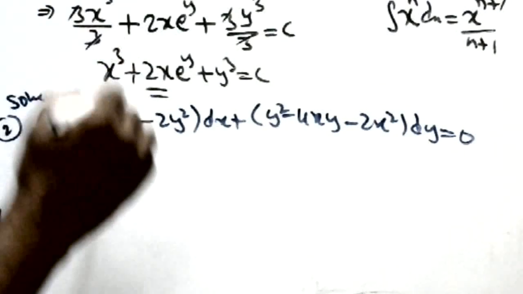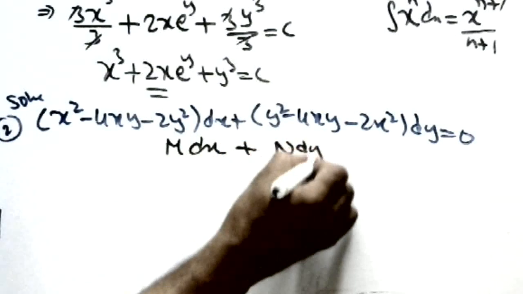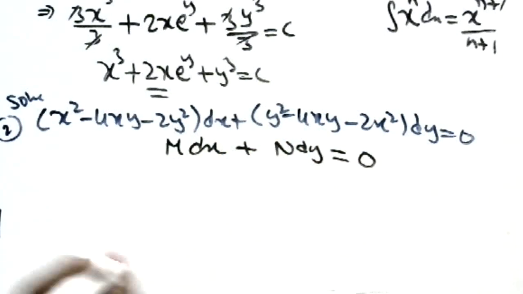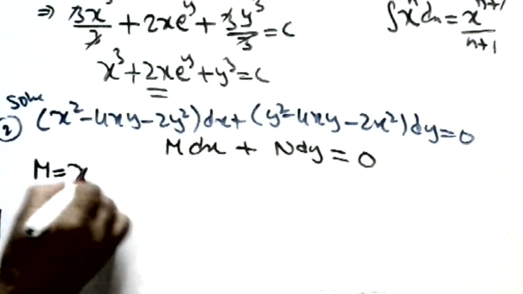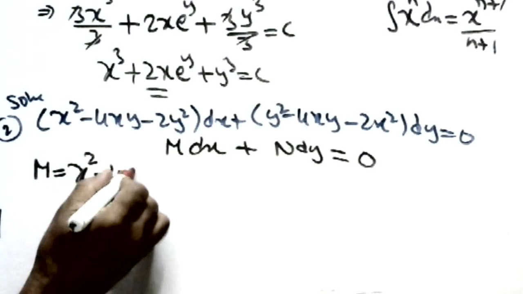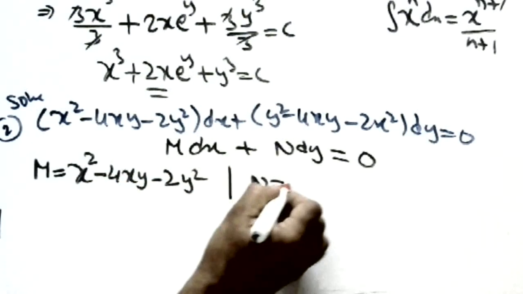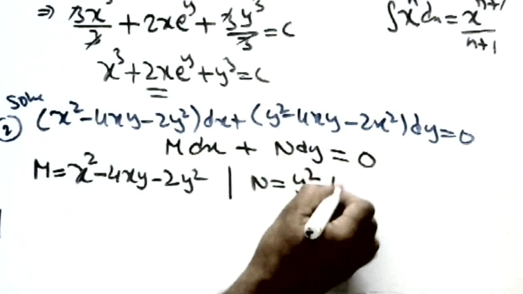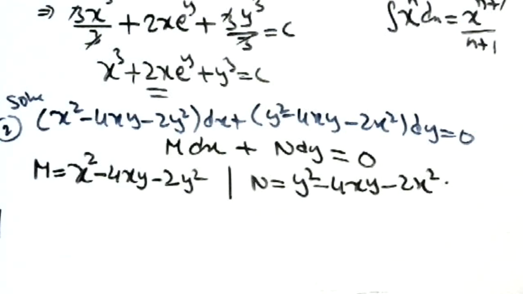Now let me try one more question here. Compare this as M dx plus N dy equals 0. The value of M is x² − 4xy − 2y². The value of N is y² − 4xy − 2x². Now first we see whether it is an exact differential equation or not.